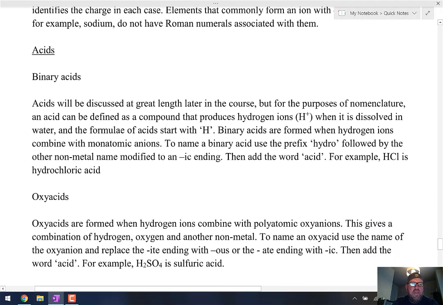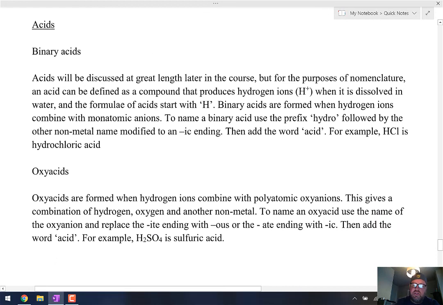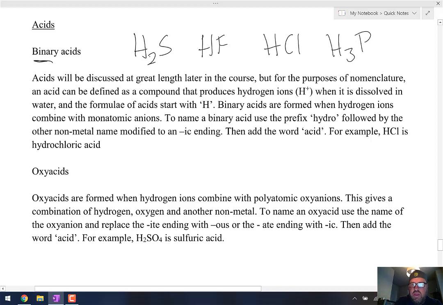Okay, and then we have acids. Acids, similar to ionic compounds, you can have binary acids, and a binary acid is something that contains just hydrogen and one other element, such as H2S or HF or HCl or H3P. All of those are binary acids. Now notice that these two only have one hydrogen. This one has 2, this one has 3.